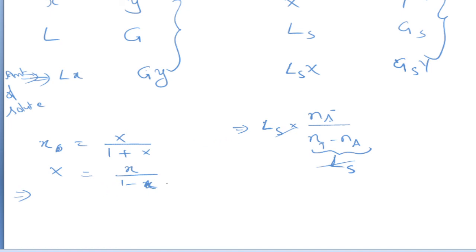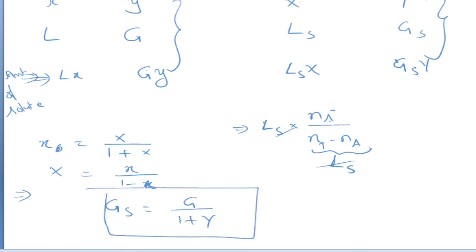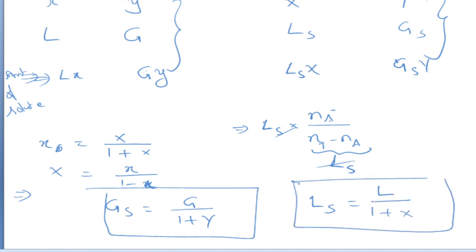Now if I want to relate Gs and G, that means the total number of moles and the number of moles of non-diffusing component, you can write Gs equal to G divided by 1 plus Y. You can simply utilize this relationship and derive this equation. Similarly, if I want to relate Ls and L, you can write it like this. Okay, so this is an important relationship that you need to remember when doing material balance.